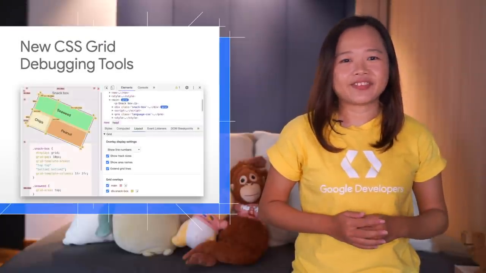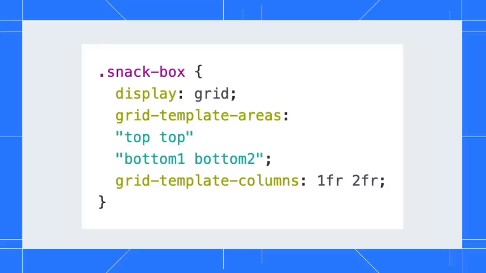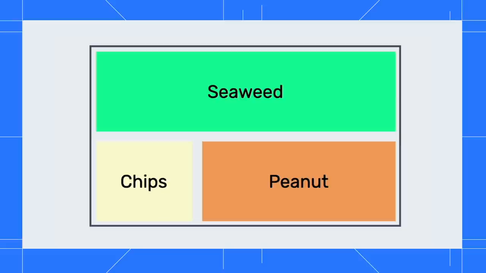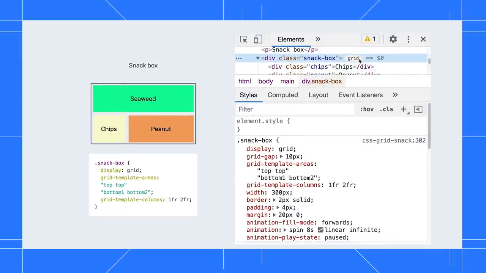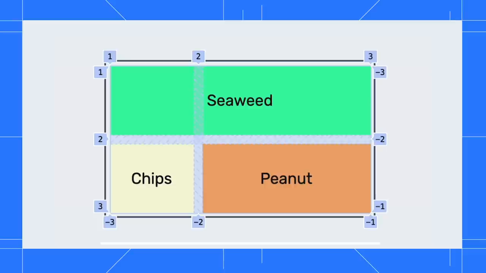First up, DevTools now has better support for CSS grid debugging. Say you have a grid with three defined areas, top, bottom one, and bottom two, with two columns set to 1FR and 2FR. Here is how the page will look. To inspect the grid, go to the Elements panel and click on the new grid badge next to the element. This will toggle the grid overlay and line numbers.